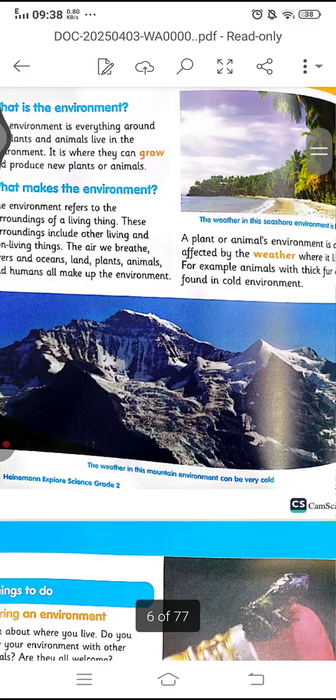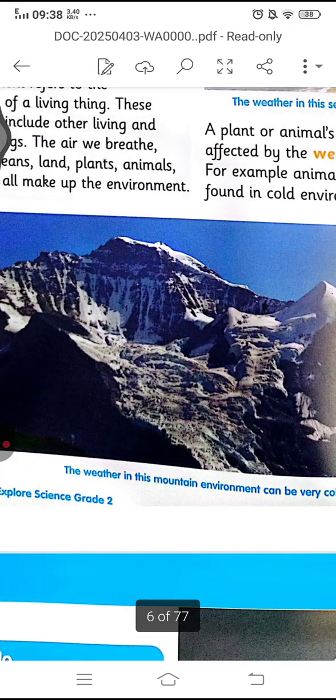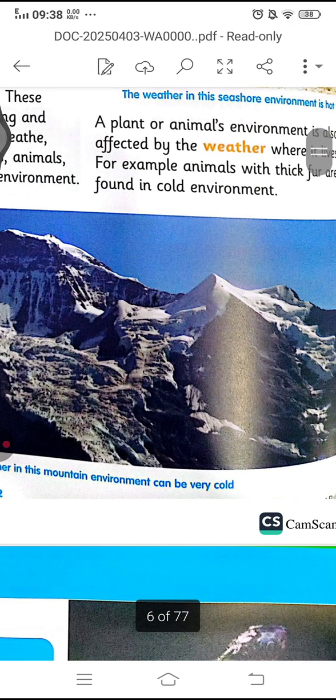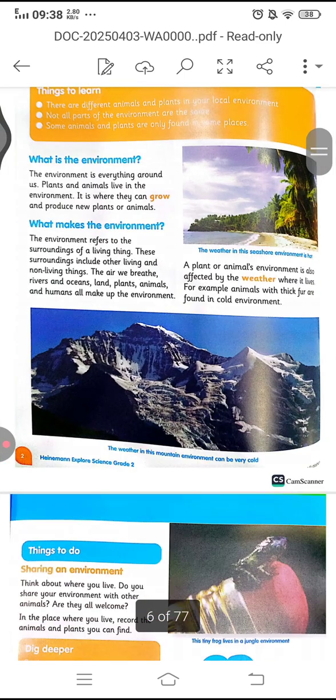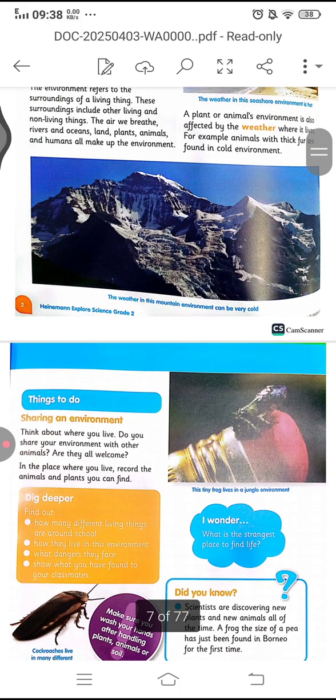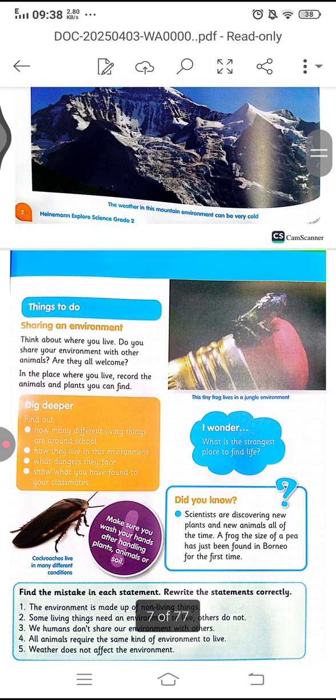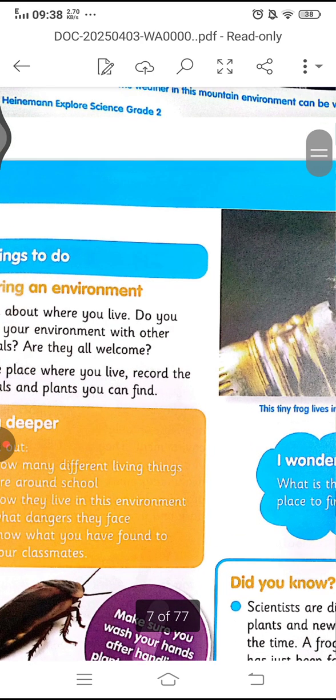Look at this picture. Here is a picture of the weather in the mountain environment, which can be very cold. Why? Because as we move up, the temperature drops down. That's why snow is found on the top of the mountain.